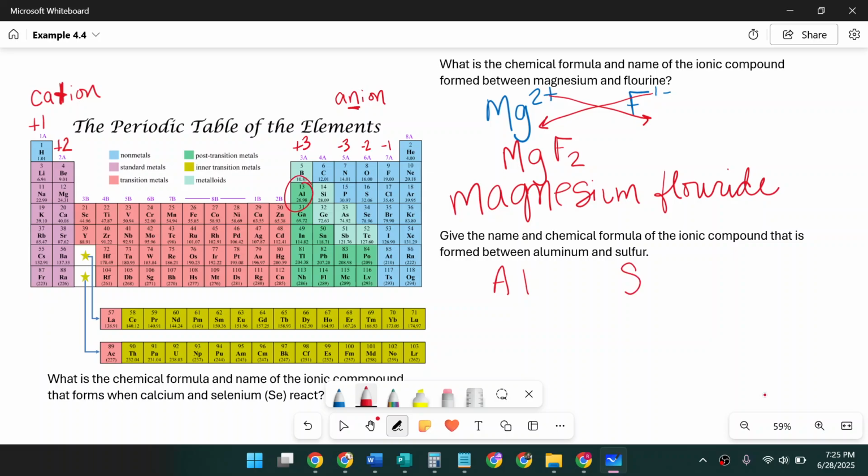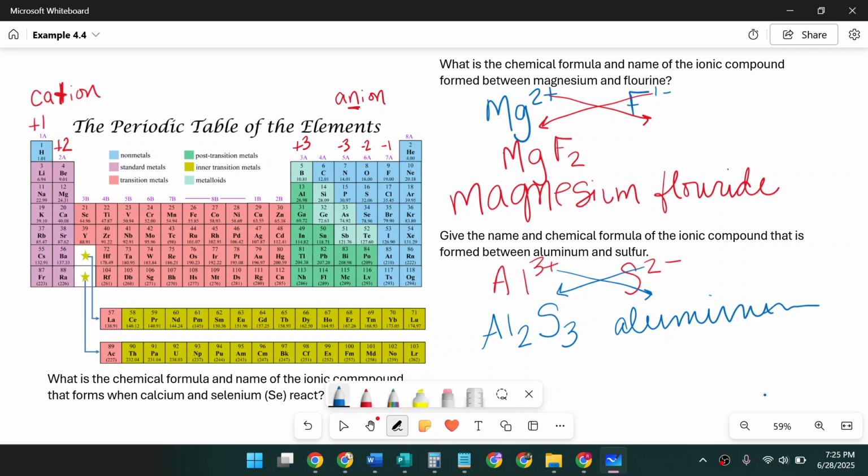So here's aluminum right here in the +3 column, and here's sulfur in the -2 column. When we put those together and we swap the numbers, we get aluminum 2, sulfur with a 3, and we name it aluminum. And the second one we call sulfide. So aluminum sulfide is its ionic compound name.